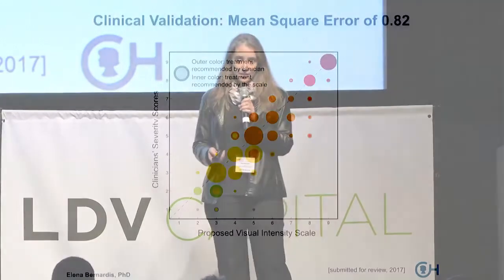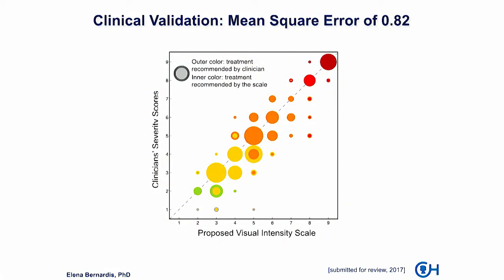We validated the scale with 6 clinicians, and again, our error was below 1 severity level score. And for some context, clinicians, we gave them the same images to rate over time in different contexts, and their error was actually higher, more closer to 1.